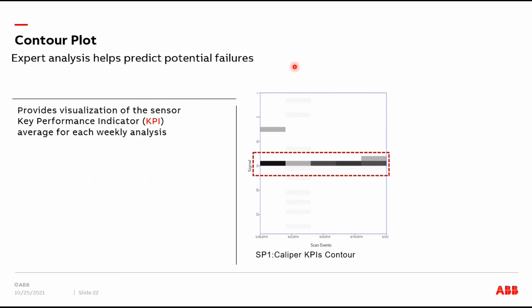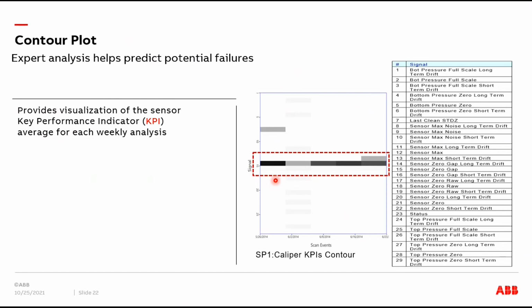This is the contour plot figure. It provides the visualization of the sensor KPIs average for each weekly analysis. The x-axis designates the time period with the start date on the right side and the end date on the left side. A dark region here indicates a problem area, and a lighter to white region indicates a controller that is very close to meeting the nominal limit.